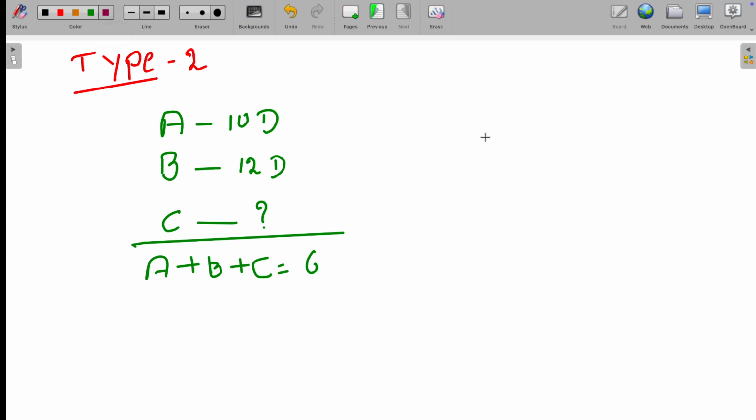Same thing, first find out the work. What is the LCM of 10, 12, 6? 60 only, again. Yes or no? 10, 12, 6, the LCM is 60 only. What is the capacity of A? 6. What is the capacity of B? 5. What is the capacity of A plus B plus C? 10. Correct? No, it is a wrong question. The question is wrong.